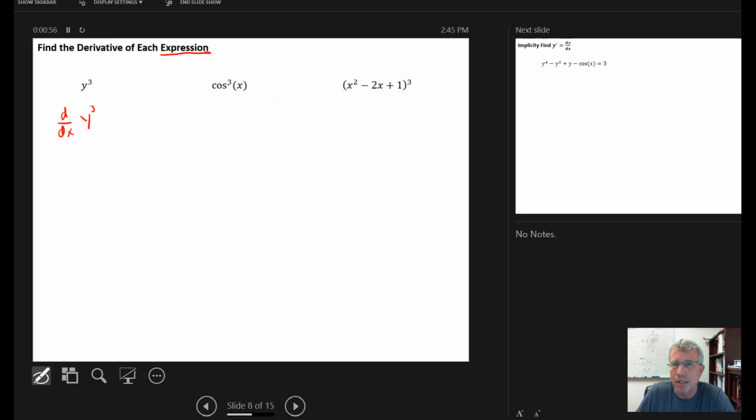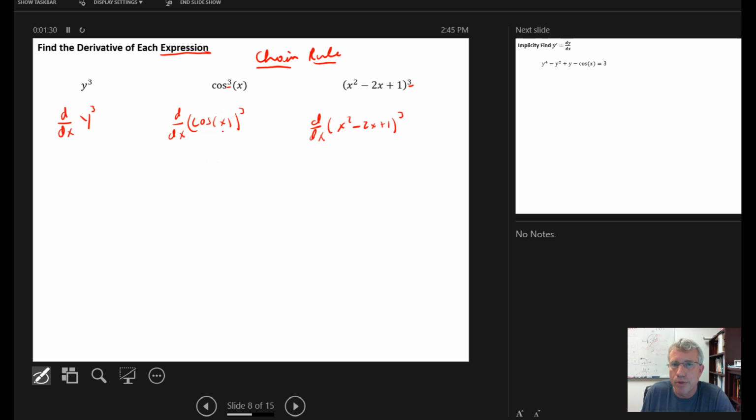were trying to find d dx of other things that were being cubed? So what if I wanted to find d dx of the cosine of x being cubed, or d dx of x squared minus 2x plus 1 being cubed? And what we want to recognize from the previous homework and video sets is that this would require the use of the chain rule to do. We have one function inside of another, or we have function composition, which requires the use of the chain rule.